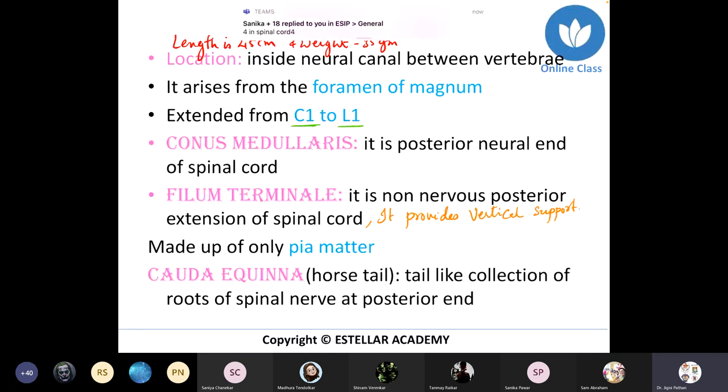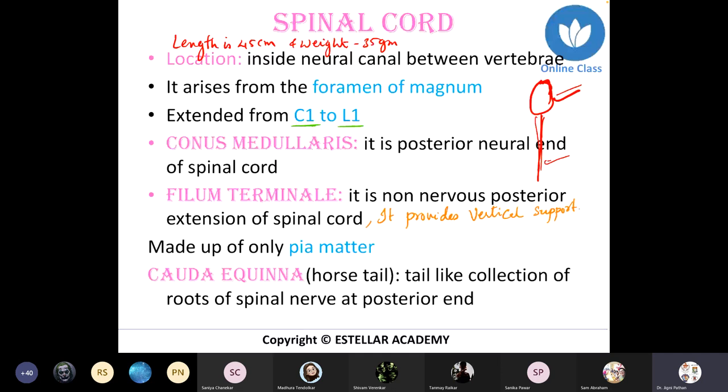The length of the brain, okay? Now the brain is this. For example, if this is a brain, this brain continues further into spinal cord. So we have studied about the brain. Now we will be studying about the spinal cord. Spinal cord, the length is 45 centimeters. The weight is 35 grams. Located inside the neural canal between the vertebrae.